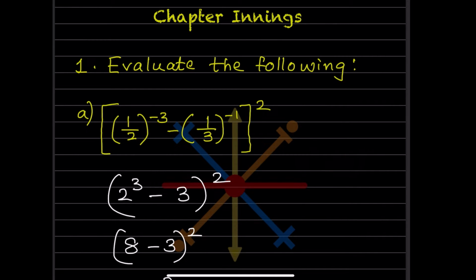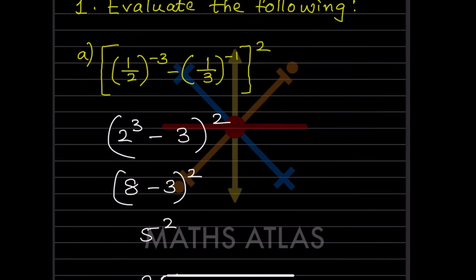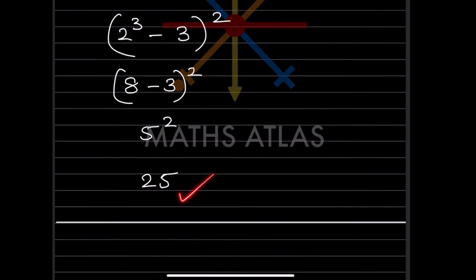Then the whole bracket squared. This 2 cubed means you have to multiply it 3 times. 2 twos are 4, 4 twos are 8. So 8 minus 3, whole bracket squared. So here it is 5 squared, which is 25.